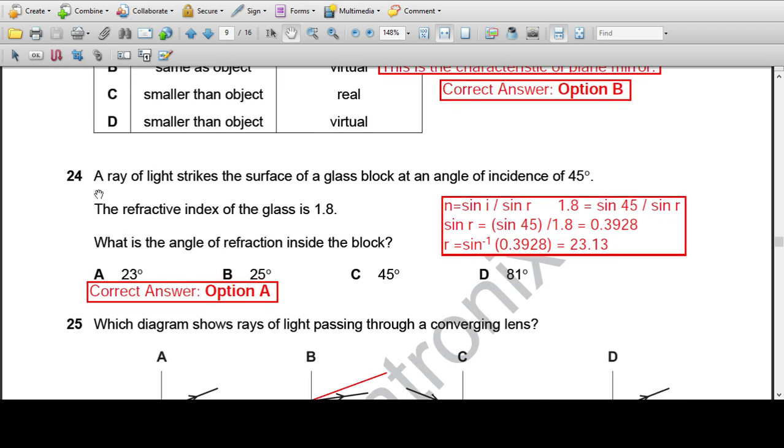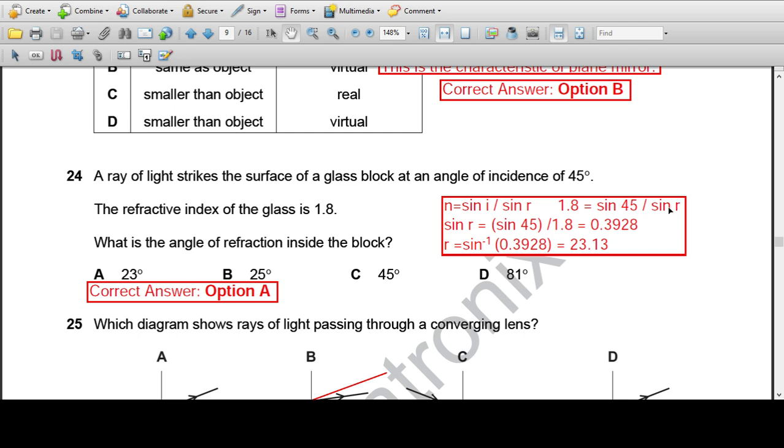A ray of light strikes the surface of a glass block at an angle of incidence of 45 degrees. The refractive index of the glass is 1.8. What is the angle of refraction inside the block? The angle of incidence is 45 degrees, and the refractive index n is 1.8. We have to find the value of the angle r, the angle of refraction.